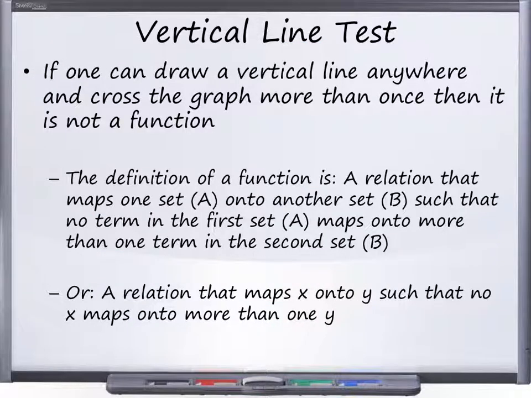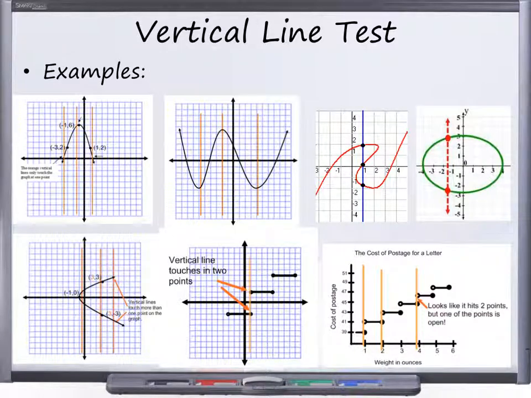All right, vertical line test. We're going to go over it real quick. Remember, that's where if you can draw a vertical line anywhere and it crosses the graph in more than one place, more than once, then it's not a function. All right, these are other definitions for function. Notice on these graphs, no matter where I draw a line, I cannot hit the graph more than once.